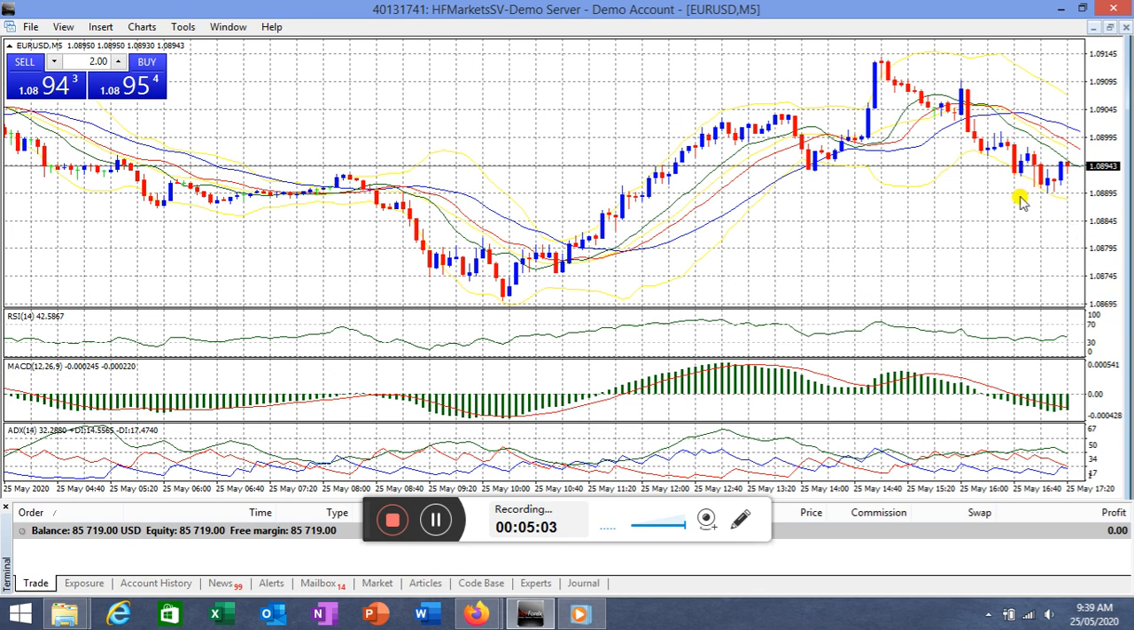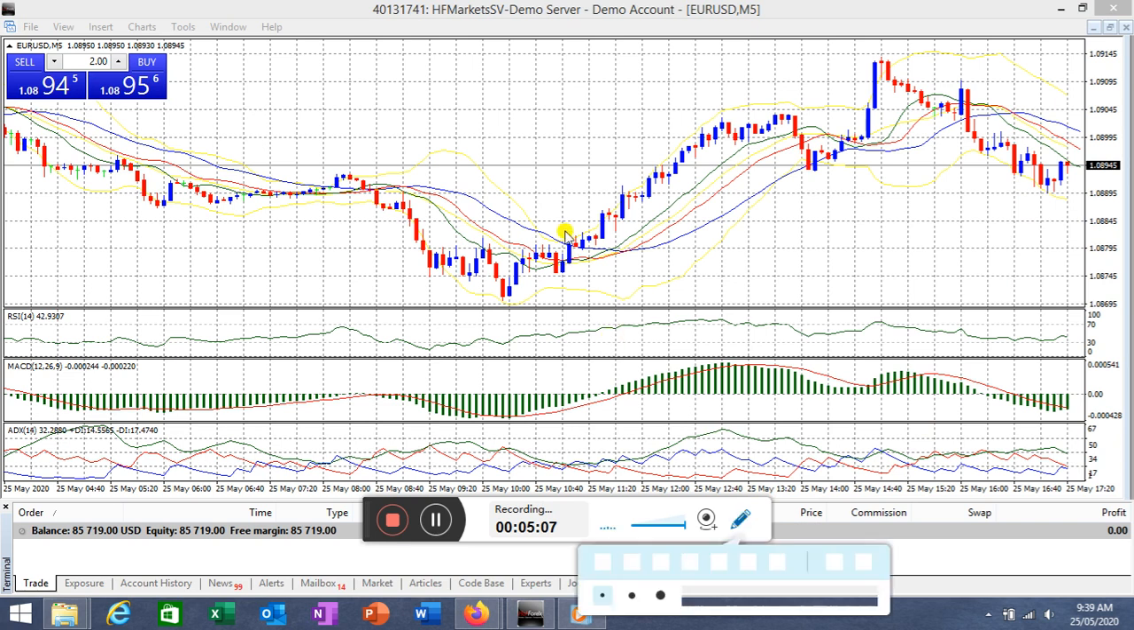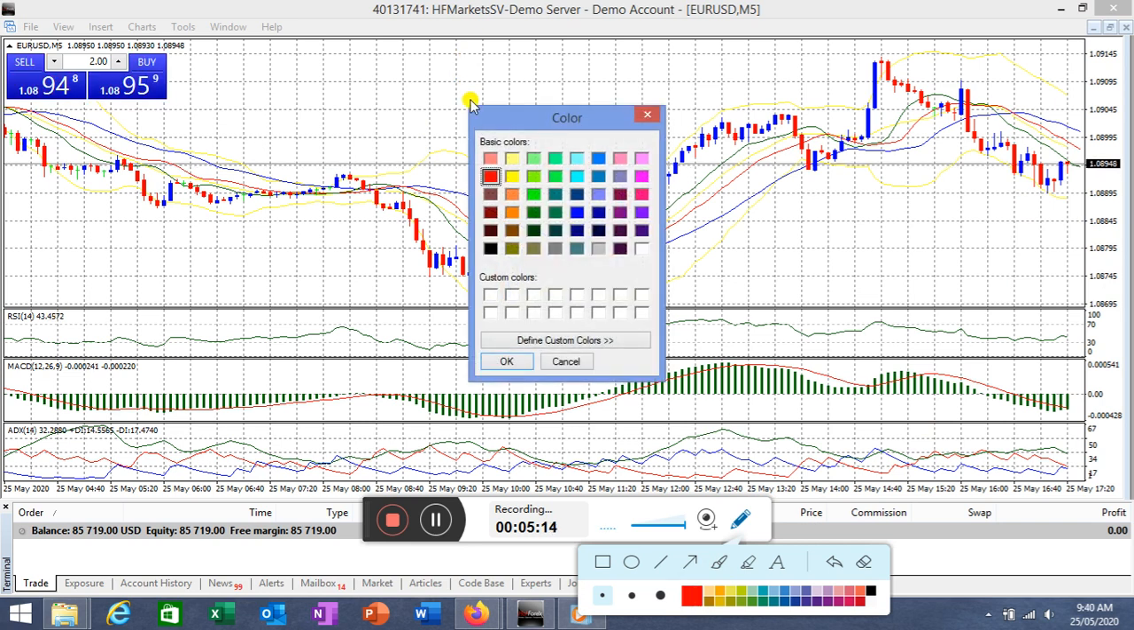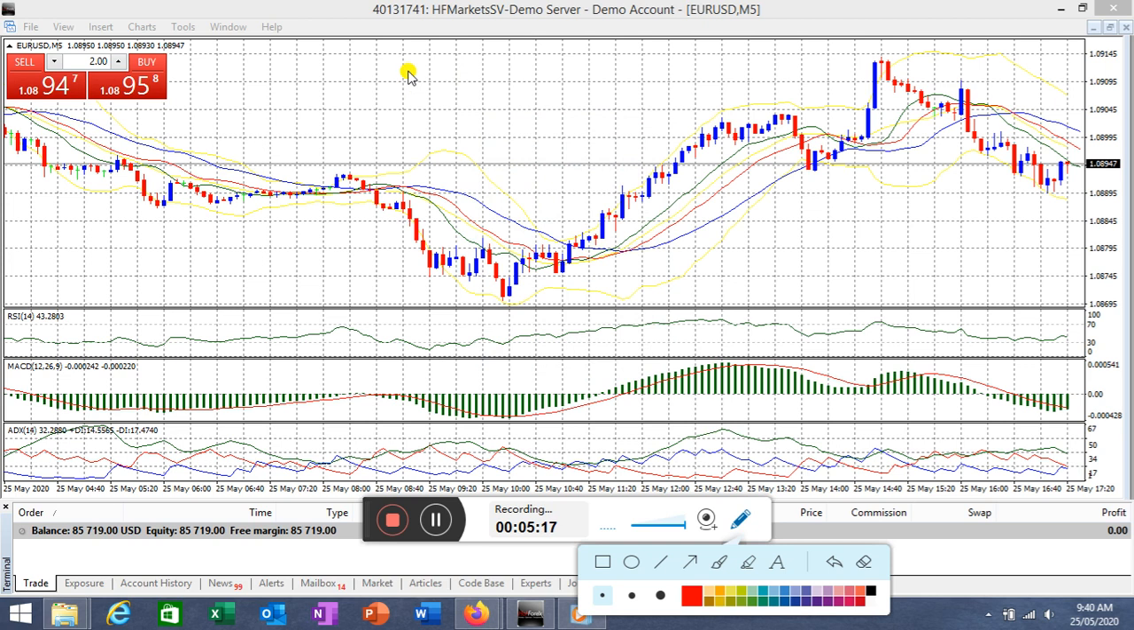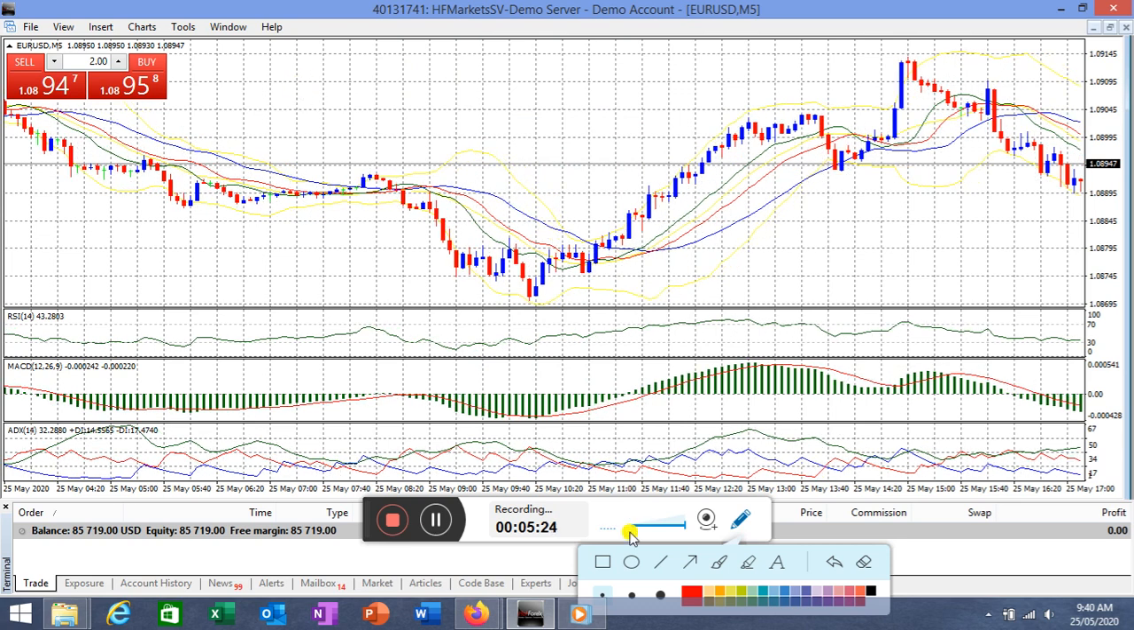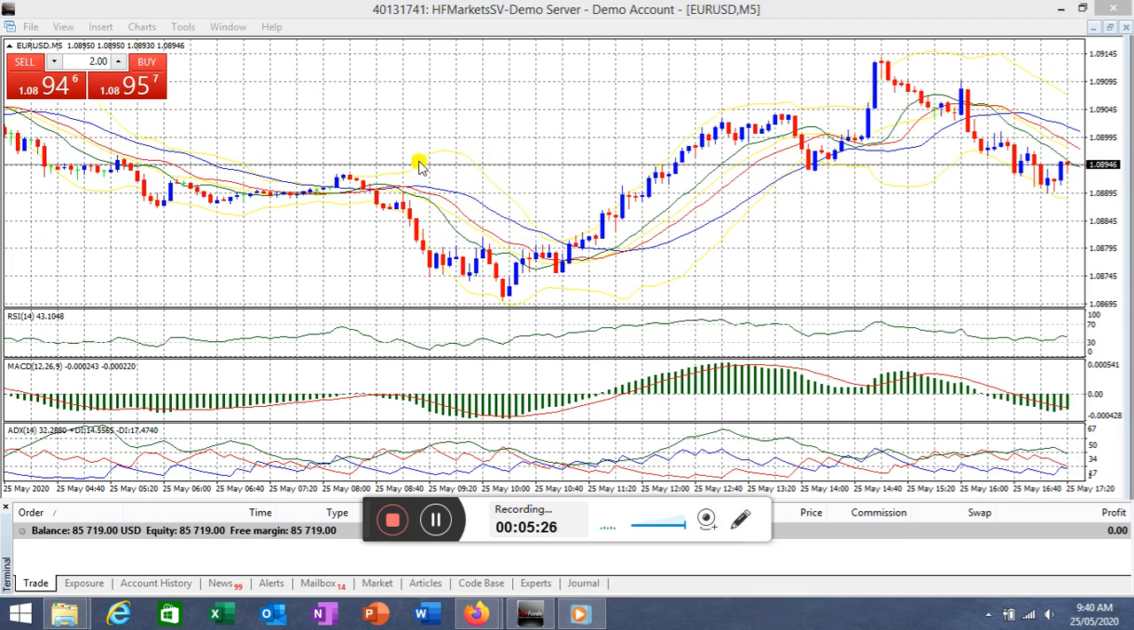Those are things that it's important that we know. So as I said before, we're looking at the double top. See if I can get this going. Oh, okay.